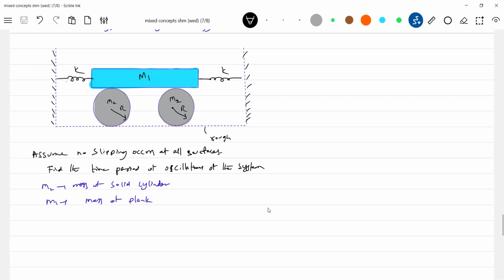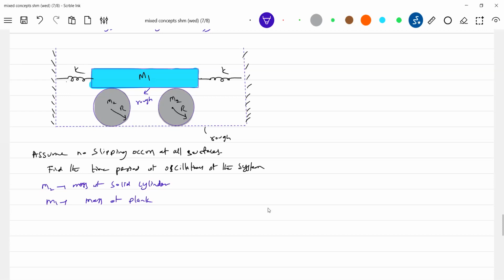So then, who will be the displacing agent? What I do is take the plank and push it towards the right. Then the spring will be compressed, this will be elongated, the net force will be towards the right, and they'll start rolling. This surface is also rough. I assume no slipping occurs at all surfaces, or friction is sufficient for pure rolling.